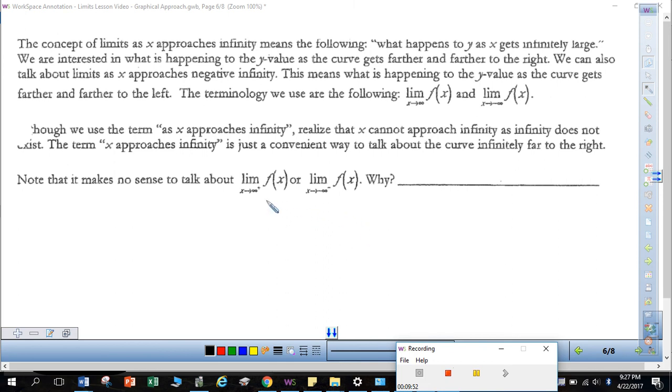Note that it makes no sense to talk about the limit as x approaches infinity from the right side or from the left side. We can't approach infinity from the right or left because infinity is not a value. It's not a specific number like the other examples that we've seen. We can approach 2 from the left or right, but we can't approach infinity that way.